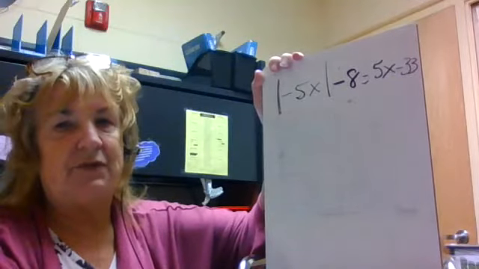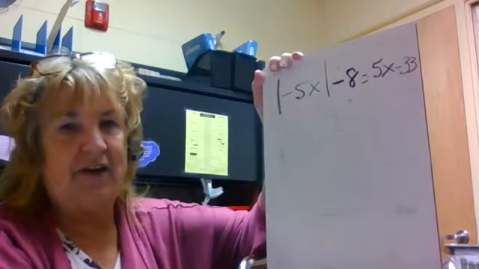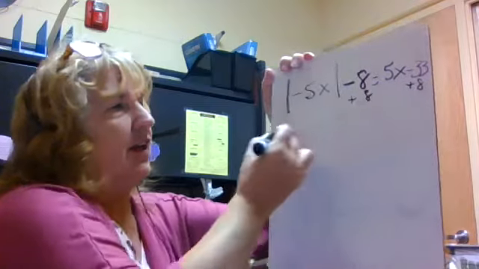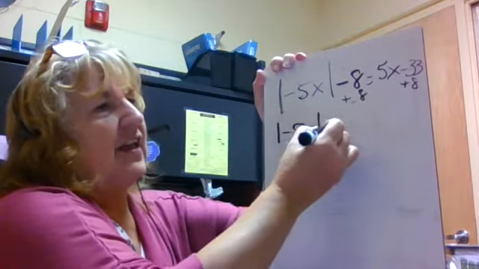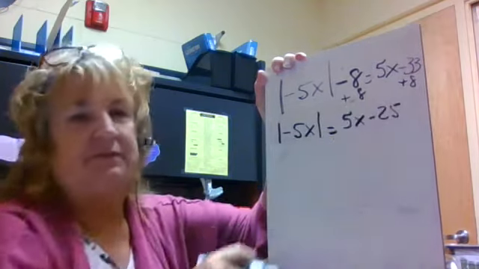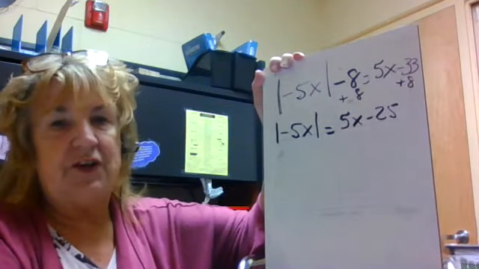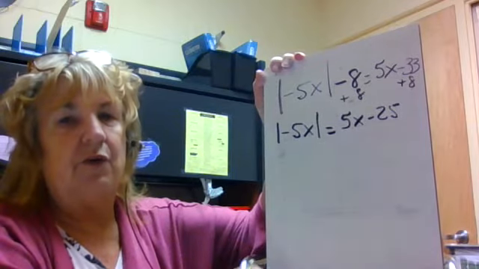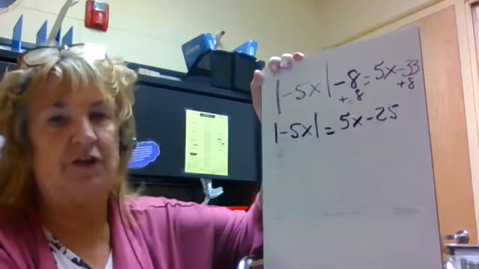Okay, remember, the absolute value has to be by itself, so this negative 8 can't be there. So we're going to add 8 to both sides. So you're going to get the absolute value of negative 5x equals 5x minus 25. So we're in the same situation as we just were. We have an expression over here. So we're going to do the same thing we did before, but this problem has another wrinkle with it also.